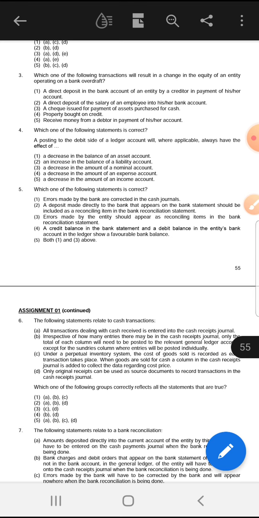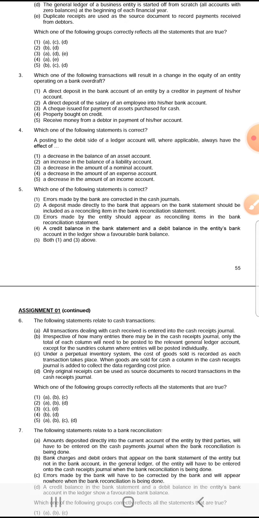Then our nominal account is the profit. It won't decrease on the debit side; it decreases on the credit side. So we'll be left with number 5, so number 5 will be the correct option. The reason being, our income will decrease on the debit side and increase on the credit side, from the elements of the accounting equation.